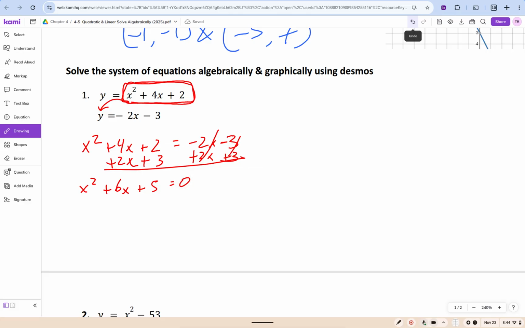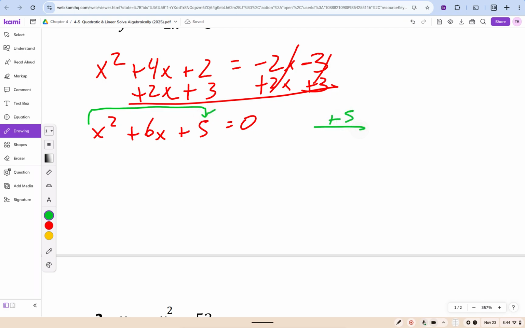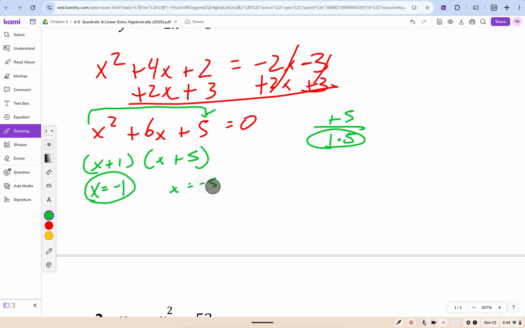And so now we have the same choices as we did last chapter. Those choices are quadratic formula, factoring, or completing the square. So I'm going to just factor this. Since I have a 1 in front, this is going to be a little easier factoring. What two factors of 5 add to get 6? 1 times 5. So x plus 1 and x plus 5. And we end up with x equals the opposite, -1 and -5.